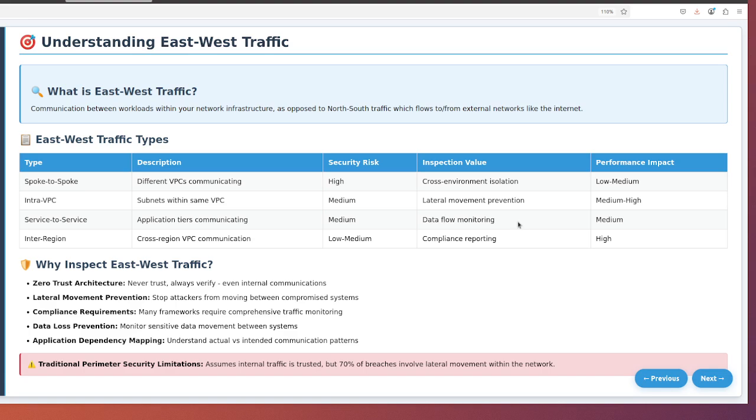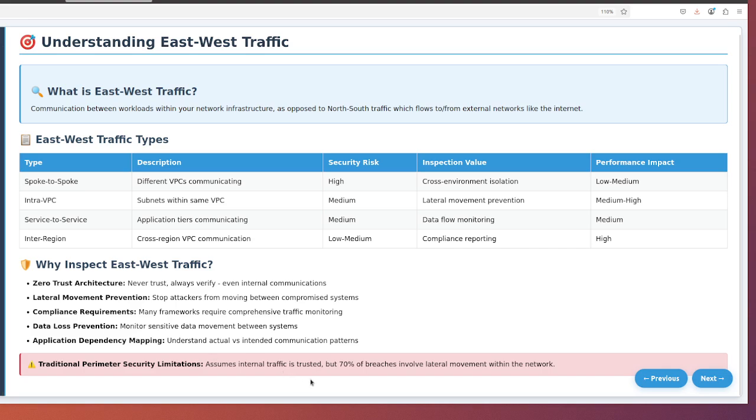We distinguish between different types of east-west traffic: spoke-to-spoke communication between different VPCs, intra-VPC communication between subnets, and service-to-service communication between application tiers. Each has different security implications and performance considerations. The key insight is that lateral movement, an attacker's ability to move from one compromised system to another, is often more damaging than the initial breach. By inspecting east-west traffic, we can detect and prevent this lateral movement, significantly reducing the blast radius of security incidents.